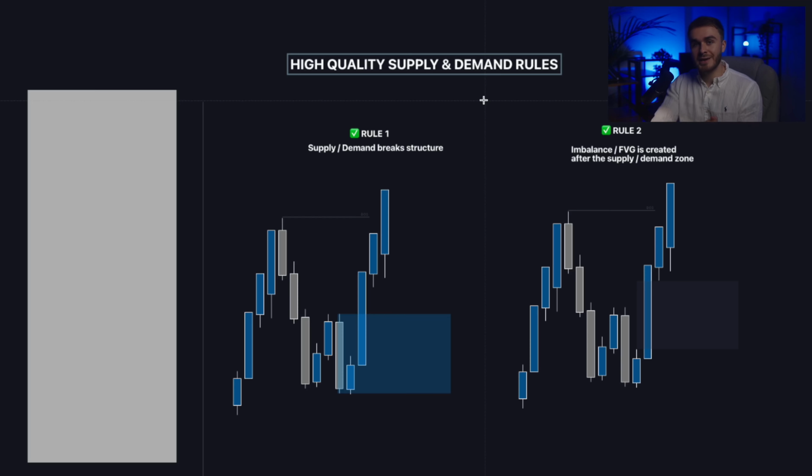When both rules align, that's essentially when you've got a high quality zone. If only one aligns, that's medium quality, and if none align, then obviously that's going to be a low quality zone and really not worth even looking at it.